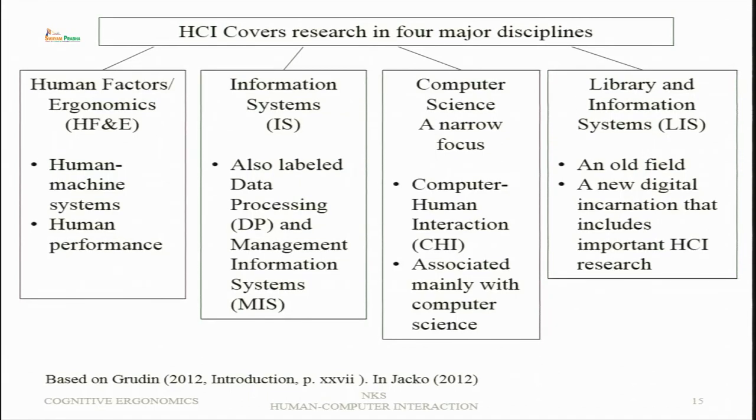HCI covers research in four major disciplines. One is human factors or ergonomics, where we talk about human-machine systems. Machine is a very general term, and computers become a very specific kind of machine, where cognition, processes that are hidden, are important. Then human performance itself. And we have seen in the earlier sessions how human performance is related to the situation, the capability of the individual, the nature of the task, motivation, and complexity of the situation. Earlier sessions were devoted to human performance, a couple of sessions.